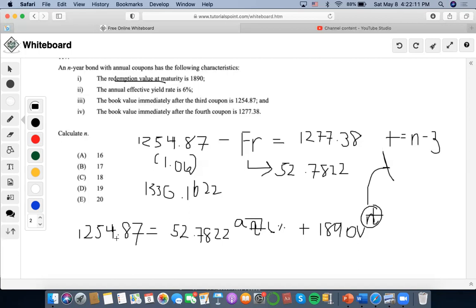Now, what I could do is take my TVM calculator to solve for n. So I'm going to do 1254.87 as the present value, 52.7822 as payment, 6 as the interest rate, 1890 as the future value, and compute number of years. So I'm going to get 17 as the number of years, right? So that means that t would equal 17. Now, what did we set t equal to? n minus 3, right? So let's add 3 to both sides. Then we'll end up finding out that n equals 20.